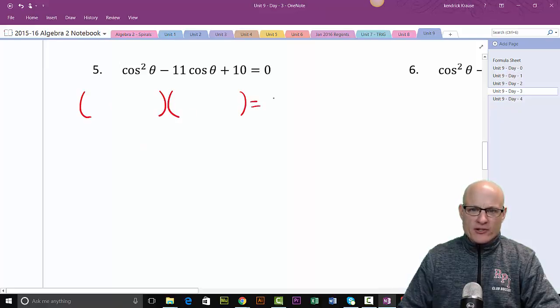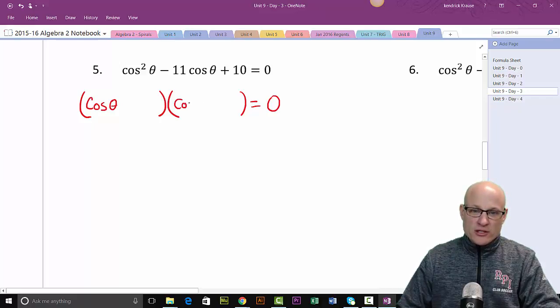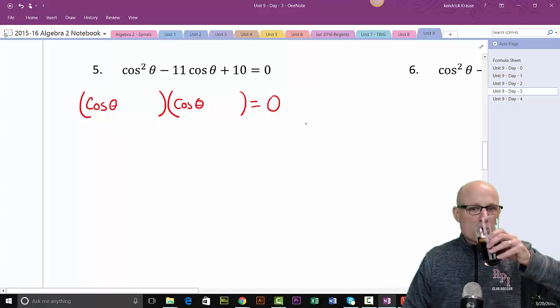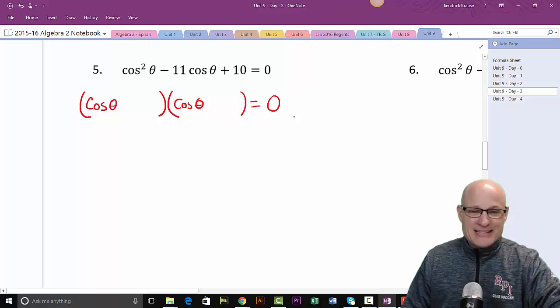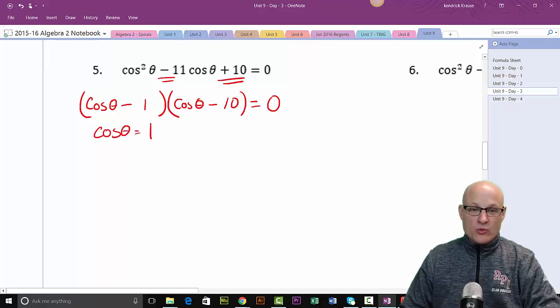So we're going to factor this one. Don't use menu 331 for everything, you lazy bums. Cosine, cosine. And those of you that have no idea what menu 331 is, that's okay. I need to multiply to positive 10 and add up to negative 11. That's a negative 1 and a negative 10. So in this case, I get cosine theta equals 1 or cosine theta equals 10.